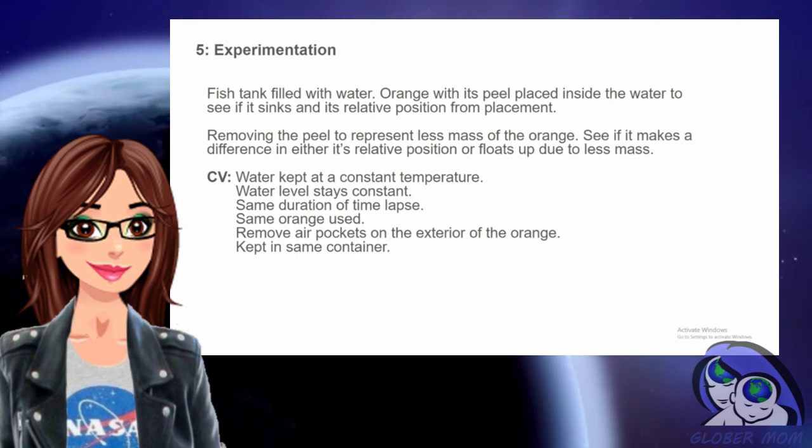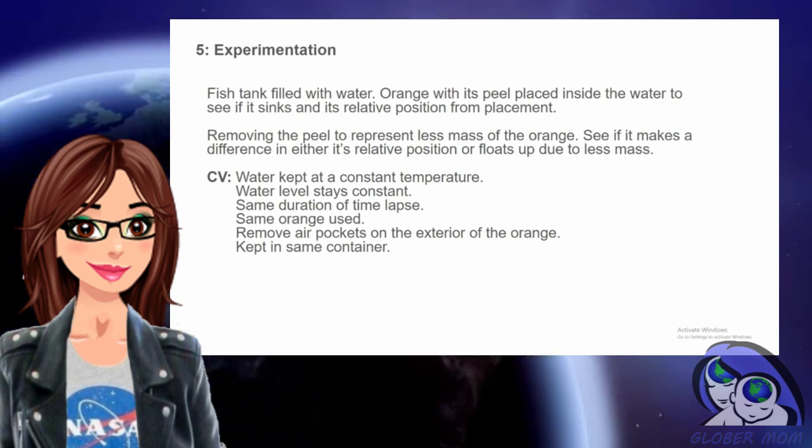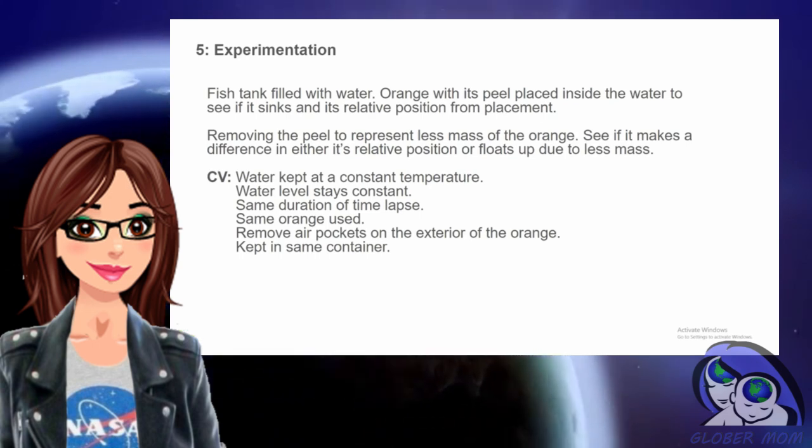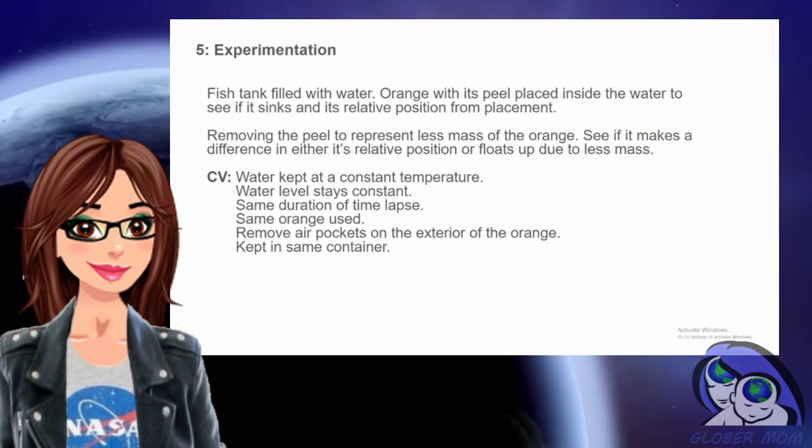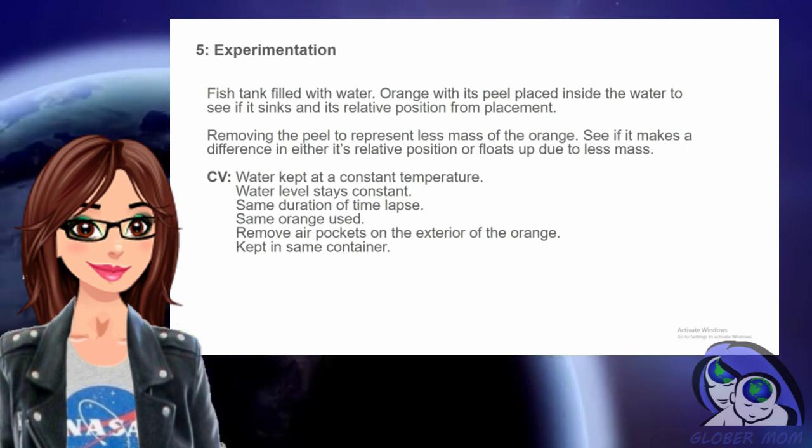The control variables, this is the CV. These are the things that you keep controlled to know that you are keeping a controlled environment for your experiment. The control variables in this experiment are: the water is kept at a constant temperature, water level stays constant, it has the same duration of time lapse, so you see if it's not going to change with a different duration. The same orange was used. Remove air pockets of the exterior of the orange peel so there wouldn't be any air bubbles holding the orange up to give a null result. And it's kept in the same container.